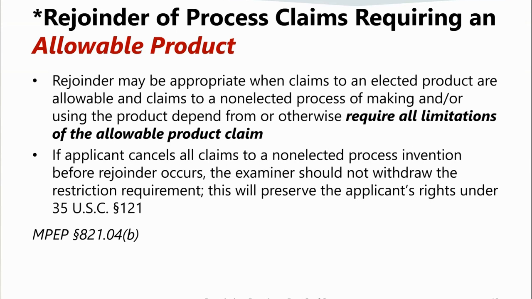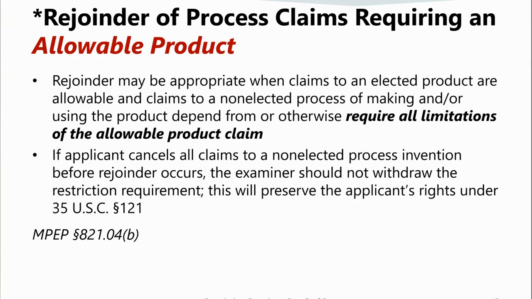If applicant elects a claim directed to a product which is subsequently found allowable, withdrawn process claims that depend from or otherwise require all the limitations of an allowable product claim should be considered for rejoinder. Upon rejoinder of claims directed to a previously non-elected process invention, the restriction requirement between the elected product and rejoined processes must be explicitly withdrawn.